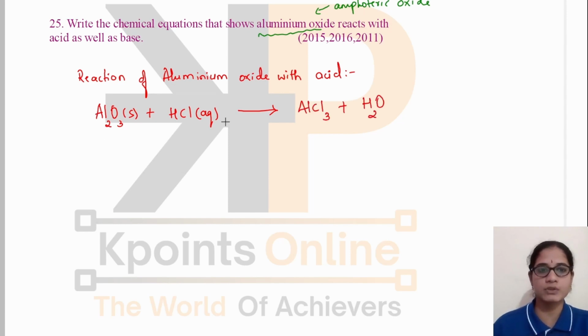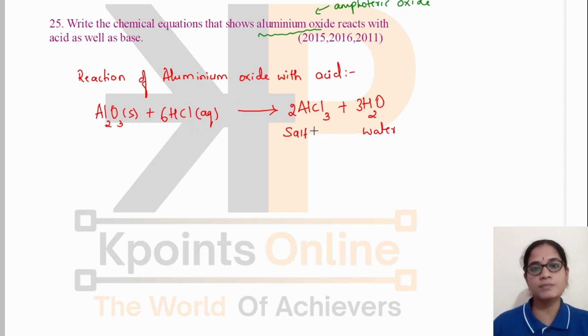There are 2 aluminium atoms here, so you can write 2. Then chlorine atoms will be 6, so write 6 here. Hydrogen here is 6 atoms, and here also you should get 6 atoms of hydrogen. So the equation is balanced. This is salt and this is water. This shows that aluminium oxide will react with acid to form salt and water, meaning it acts as base here.